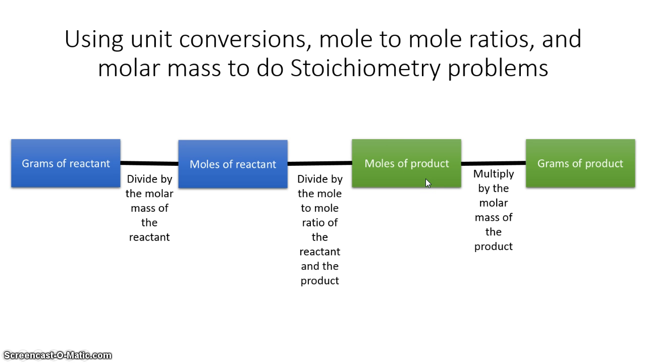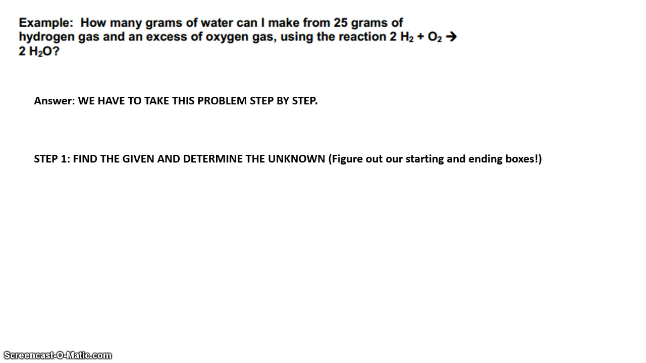And just like before, sometimes the question will ask you for grams of the product. And in order to go from moles to grams, you multiply by the molar mass of the product. Sometimes these things are better explained with an example. So let's use water. How many grams of water can I make from 25 grams of hydrogen gas and an excess of oxygen gas? And using the reaction 2H2 plus O2 yields 2H2O.